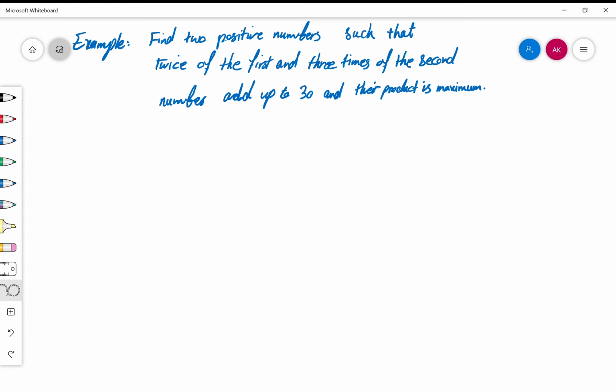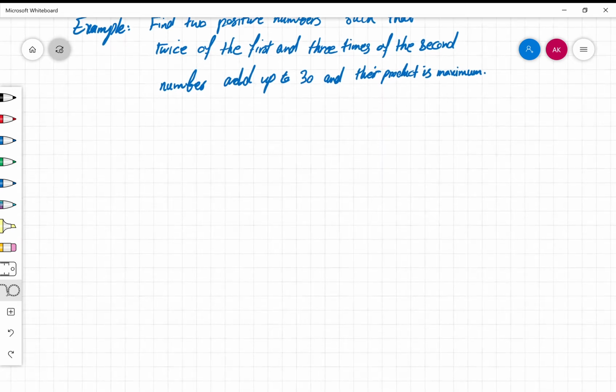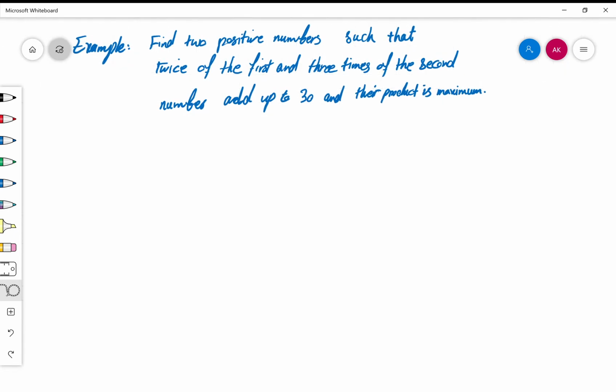Okay, in this video we'll do an example for an optimization problem. The example asks us to find two positive numbers such that twice the first number and three times the second number add up to 30 and their product is maximum. Remember that the first step is always modeling, in other words, putting it in a mathematical formulation.